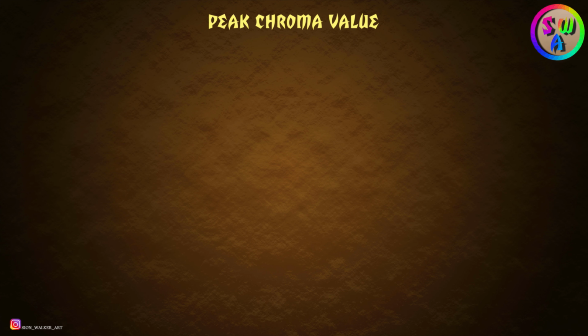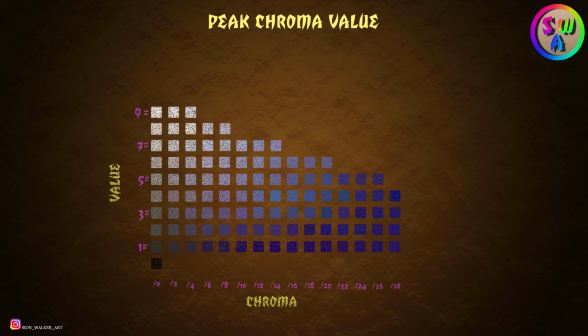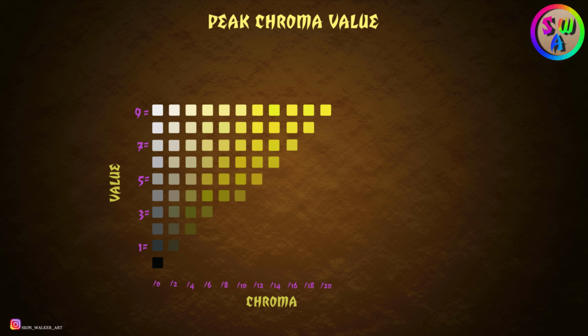Let's move on to the peak chroma value. Peak chroma value describes the fact that any particular hue reaches its own greatest chroma level at a particular value. On this graph, the value level is indicated on the vertical axis, while the chroma is on the horizontal axis. Blue peak chroma levels occur when the value of the blue reaches the darker end of the value scale, at around the value of 4 to 1. Yellow's peak chroma level is very different, however. It happens at the value level 9, so when it is very light. Remember, chroma is the intensity level of the hue.